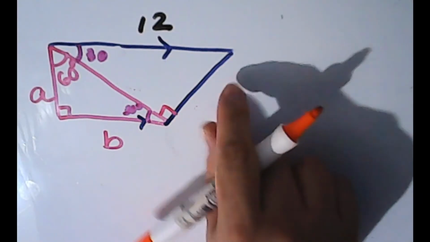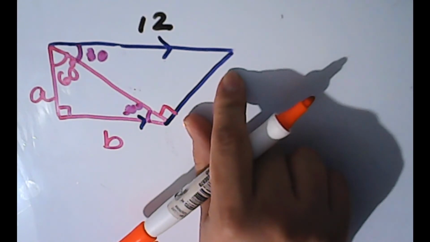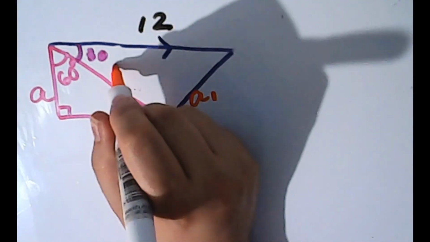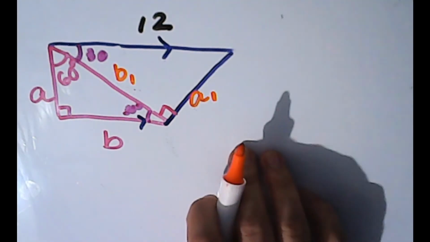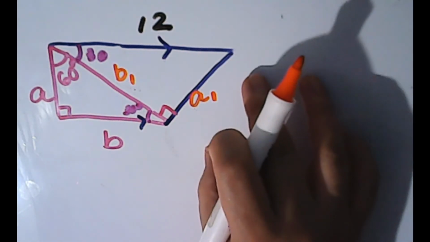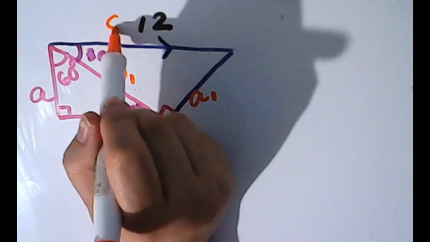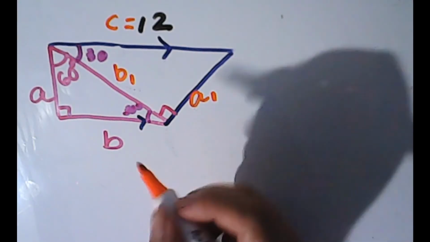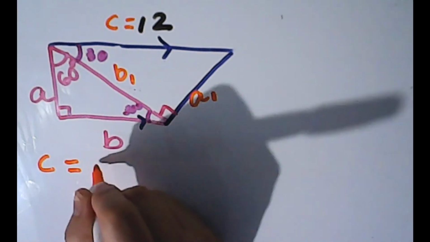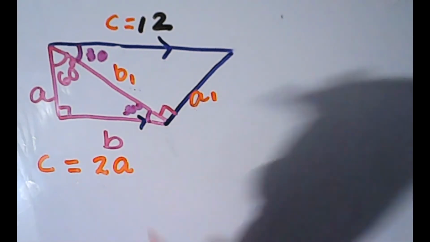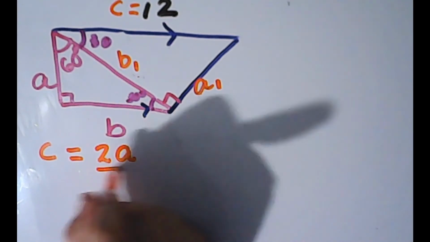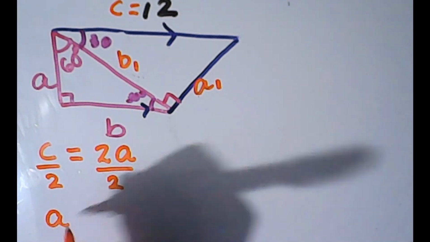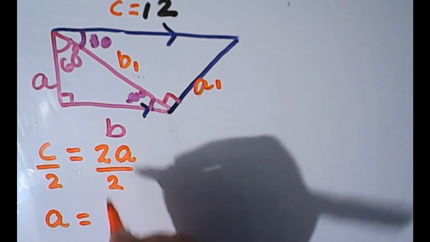we will be working with the upper triangle first. Let us name the sides as A sub 1 and B sub 1. And we see that from this triangle, the hypotenuse is 12. Using the 30, 60, 90 triangle theorem, we can say that C is equal to twice the length of A. Therefore, when we divide both sides by 2, we can say that A is 1/2 the length of C.